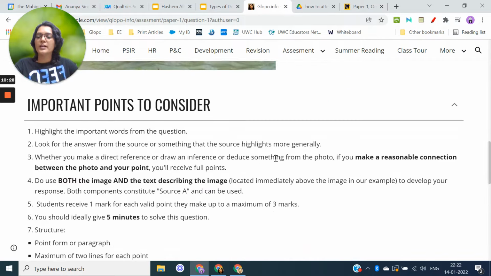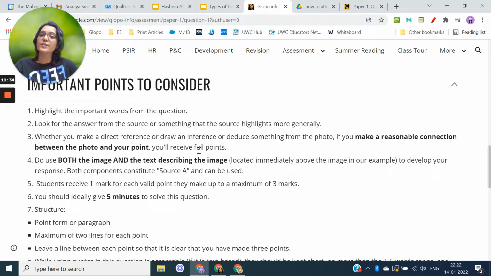Yeah, okay. So now important points to consider: highlight the important words from the question, look for the answer from the source or something that the source highlights more generally, make a reasonable connection between the photo and your point. You can use either the image or the text describing the image, which I showed you, right? The source of that image.